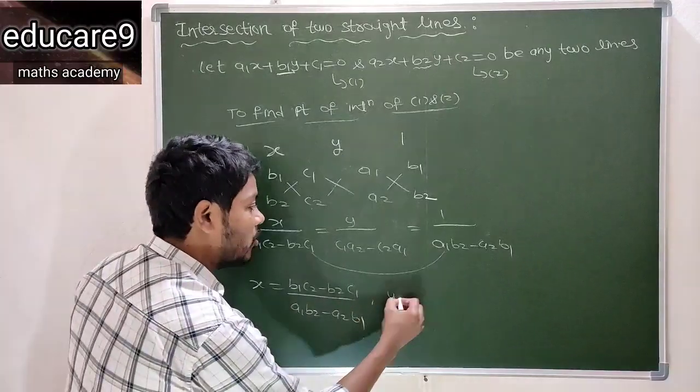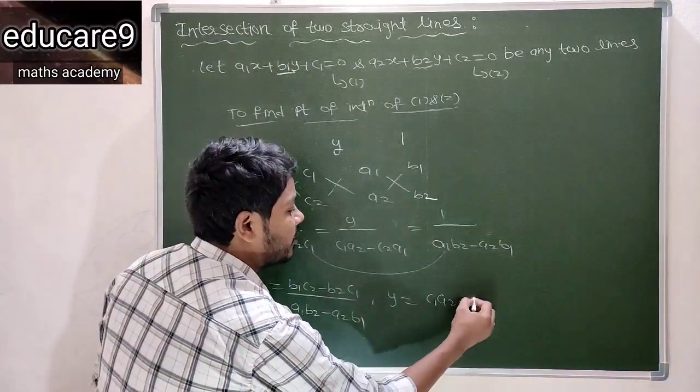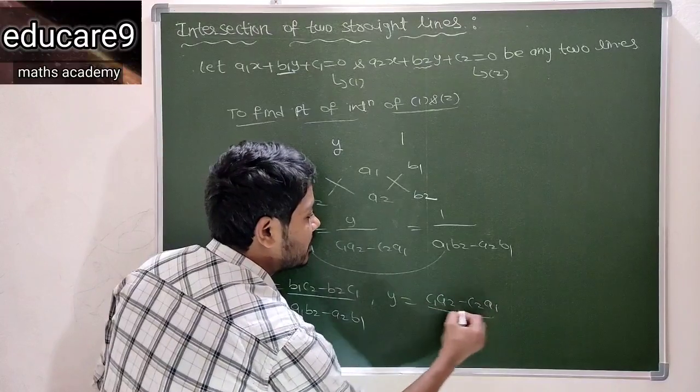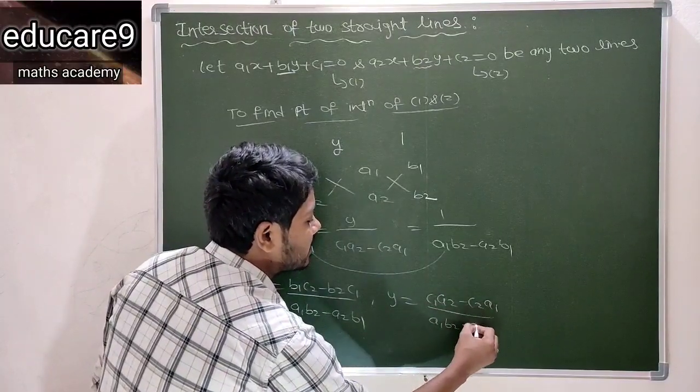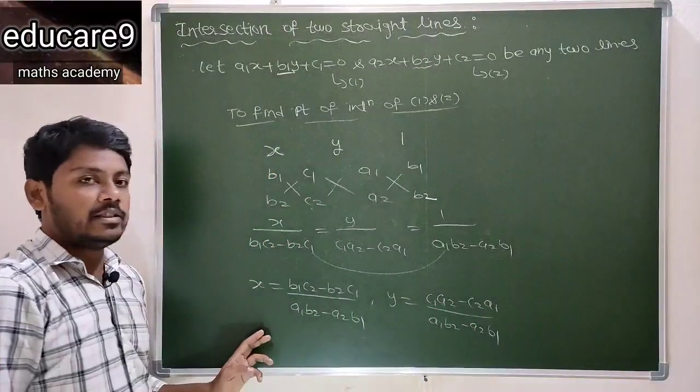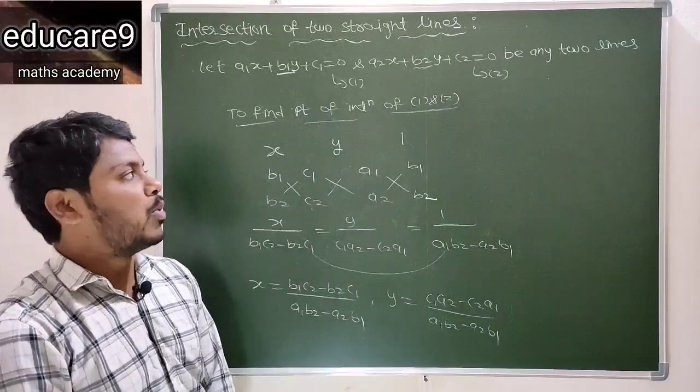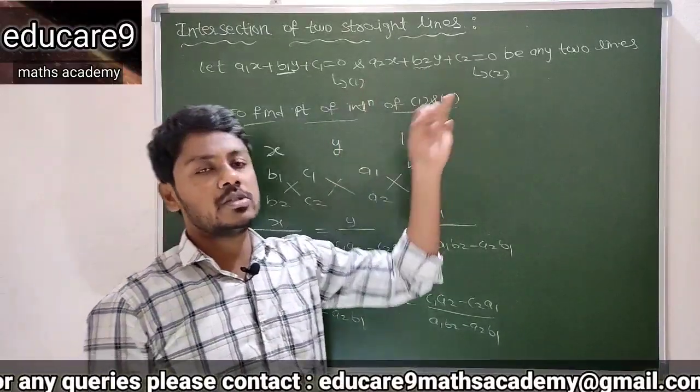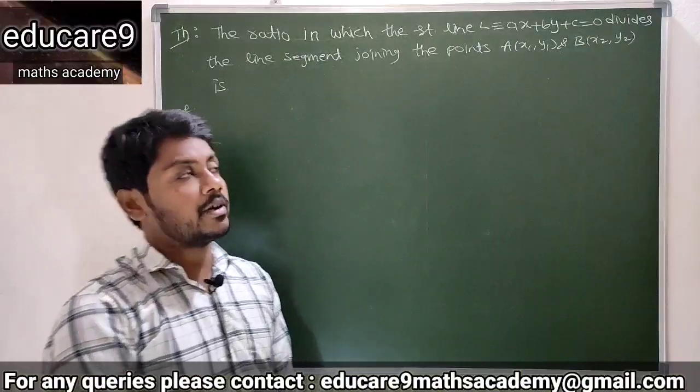And what is the y value? Y is equal to c1 a2 minus c2 a1 by a1 b2 minus a2 b1. So clearly this point x comma y is the point of intersection of two straight lines. Next one.